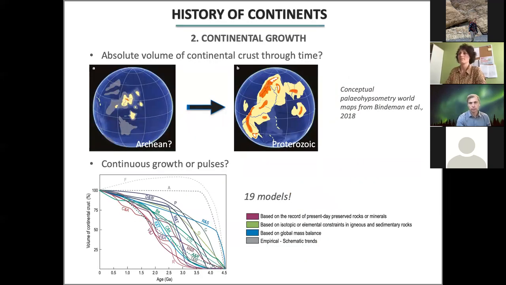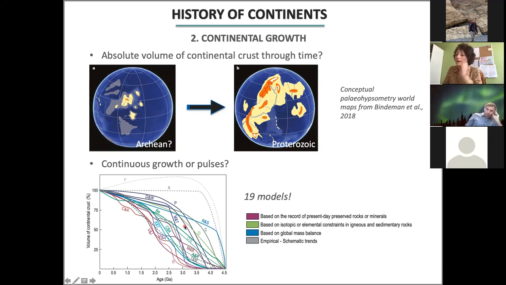Another big question about continents is the way they have grown through time. So the question on the volume: how does the volume of continents evolve through time? Did we have small continents in the Archean, or were they already pretty big? And also the way the continents have grown: is it a continuous growth, or did they grow by pulses? Here is a very well-known figure showing the different models that have been suggested for the evolution of the volume of continental crust through time.